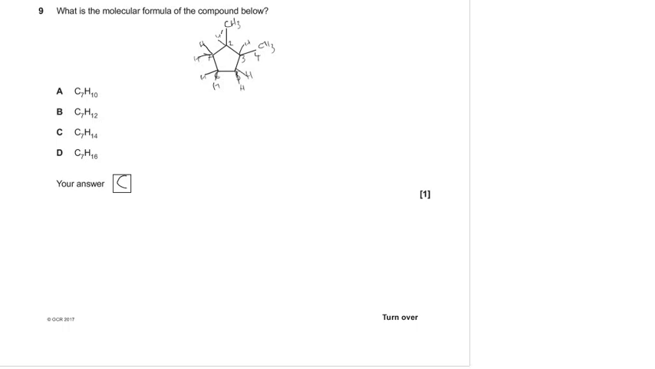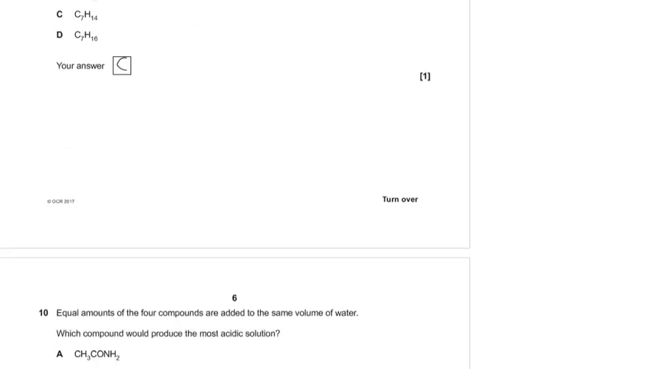We could also use our general formulas there, but the general formula of cyclic compounds isn't something that you are required to know. So it's always good to double check by just counting round in this fashion.